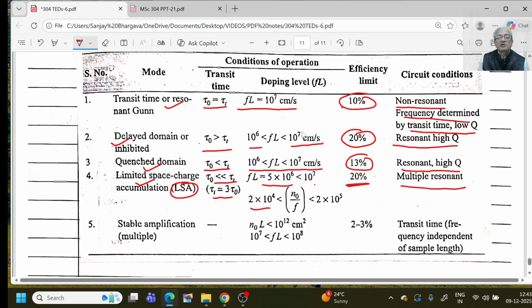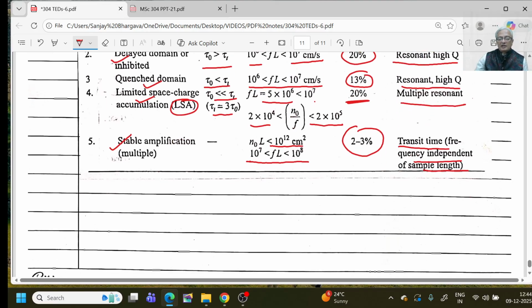Multiple resonate mode. 2 into 10 raised to power 4 less than N0 by F is less than 2 into 10 raised to power 5. Upper and lower frequency is described properly here. Stable amplification mode. N0L must be less than 10 raised to power 12 per centimeter square, and FL to have value between 10 raised to power 7 to 10 raised to power 8. Efficiency quite small, 2 to 3%. The transit time frequency independent of sample length. So I think the different modes of operation have been clearly explained to you all.